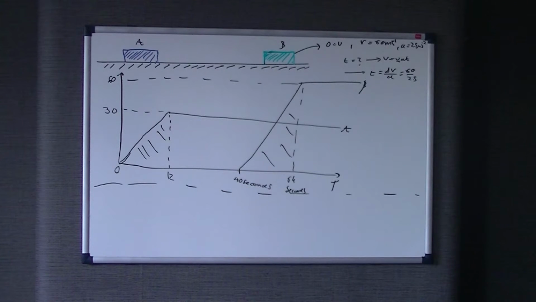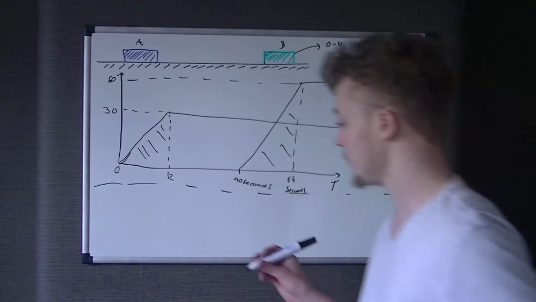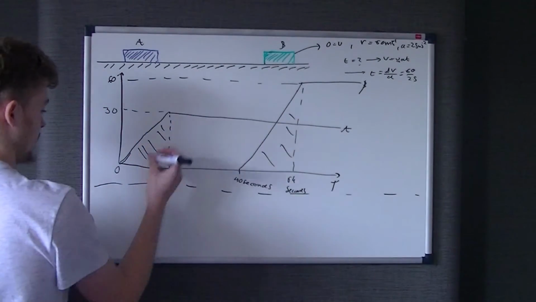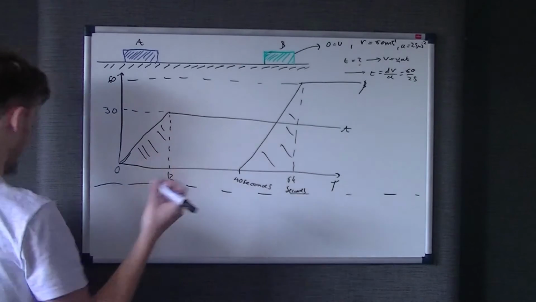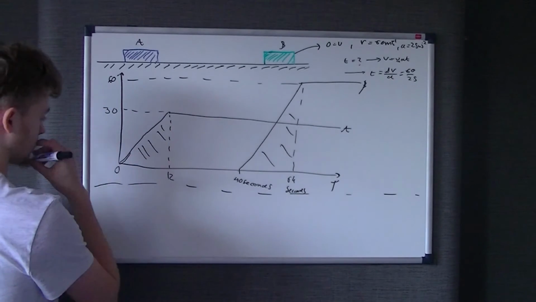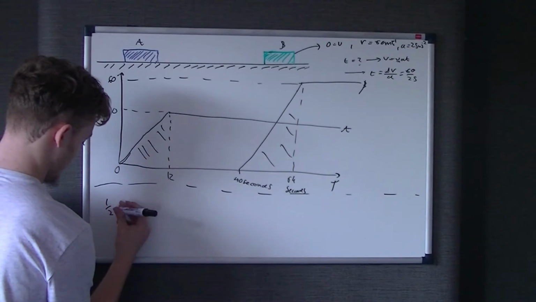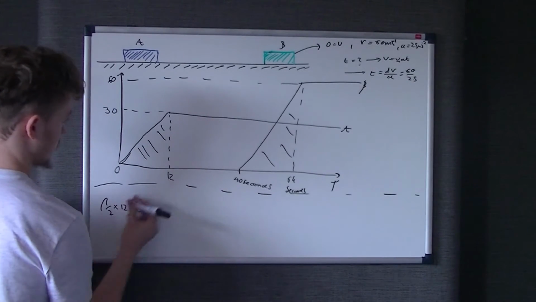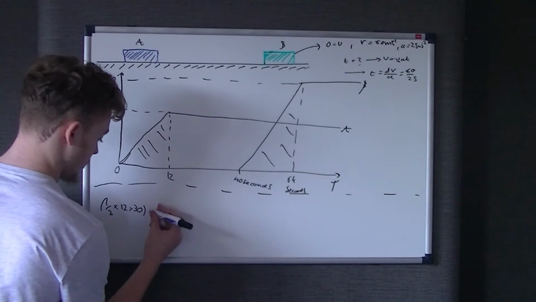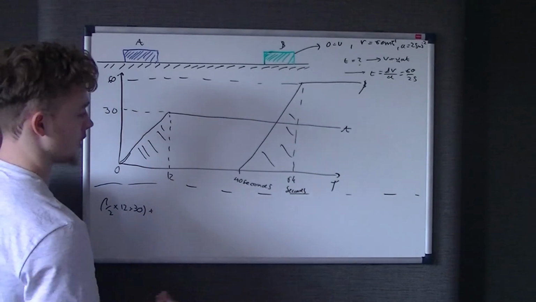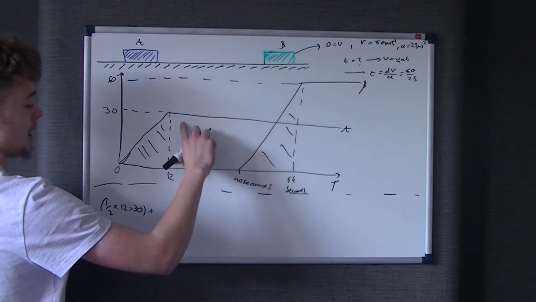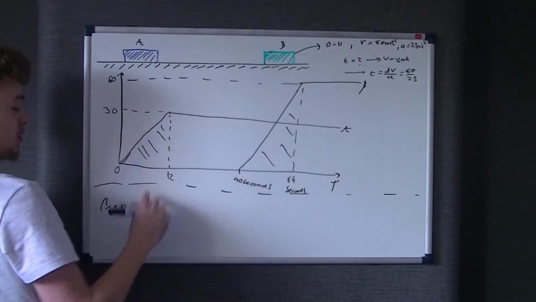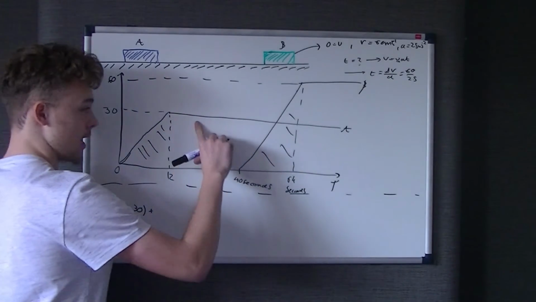Okay, so what we need to, as I said, work out the area of these two first, okay? Which is a half times the height times base, obviously you know that. So it's a half times 12 times 30, and we add to that the distance covered by A. So work out the distance covered by A, and that is the area of this triangle, which is half times 12 times 30, plus the area of this.